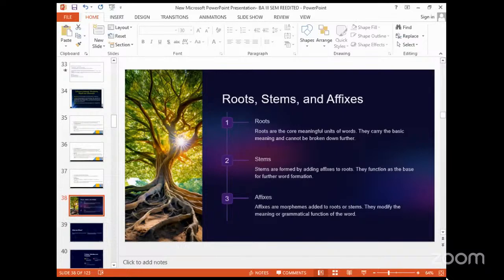So, coming to roots, stems, and affixes. The roots are the core meaningful units of words. They carry the basic meaning and cannot be broken down further. Then the stems are formed by adding affixes to roots. They function as the base for further word formation. Affixes are morphemes added to roots or stems. They modify the meaning or grammatical function of the word.